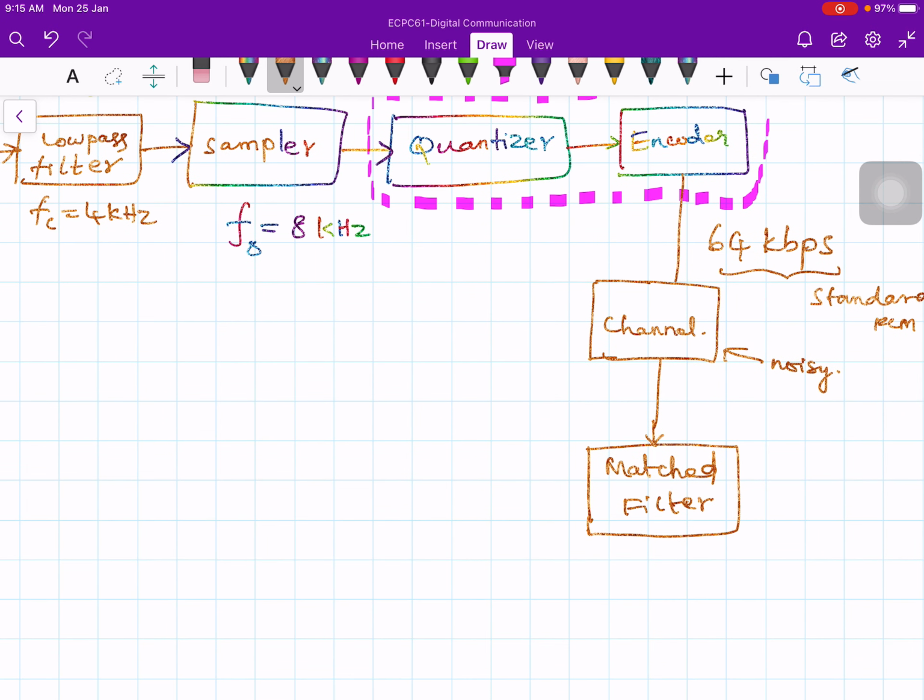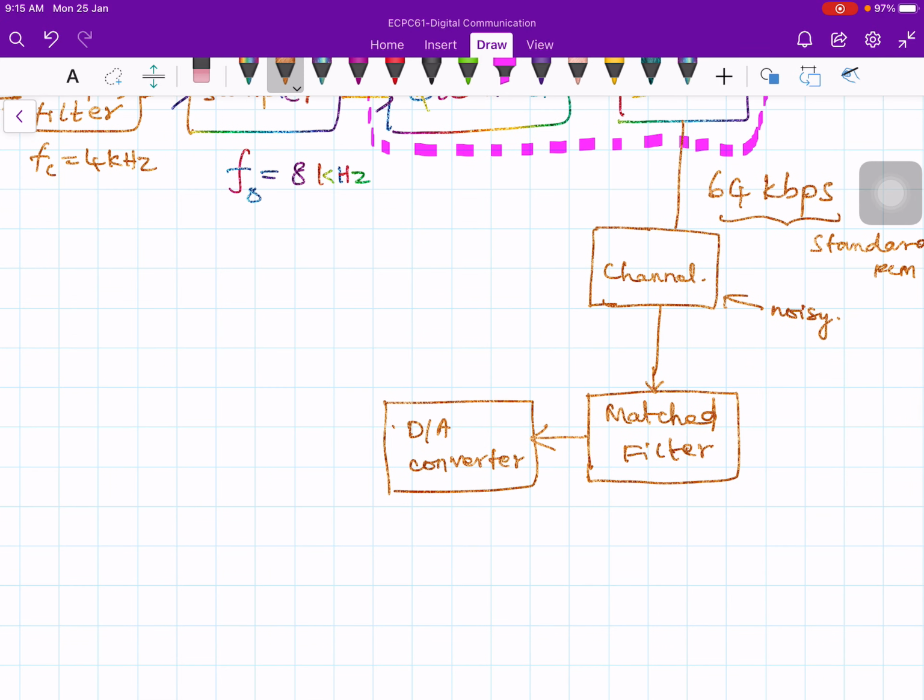The receiver diagram will be more or less the same. After the matched filter, you give it to the D to A converter. Then again you put a low pass filter to remove the high frequency components caused by sampling, and then you will get m cap of t.